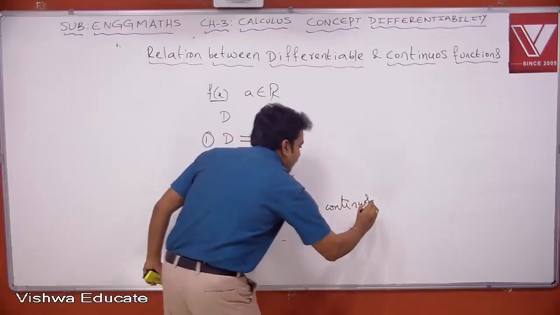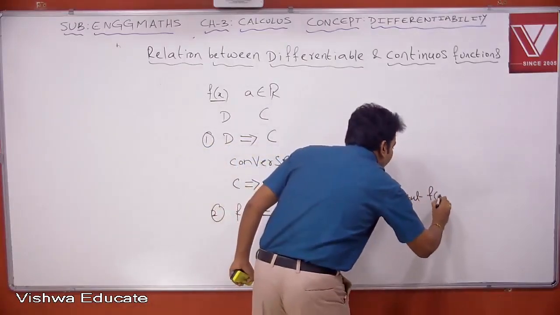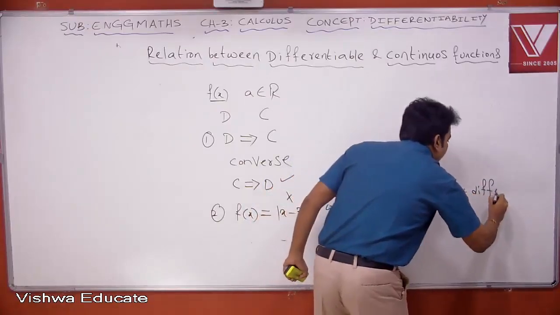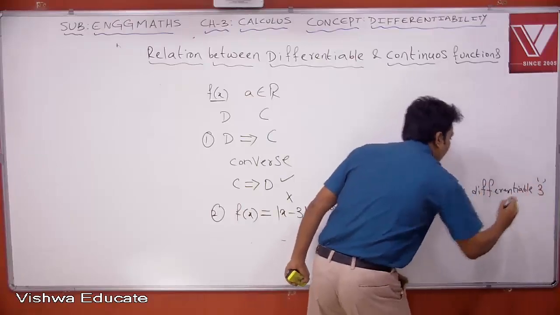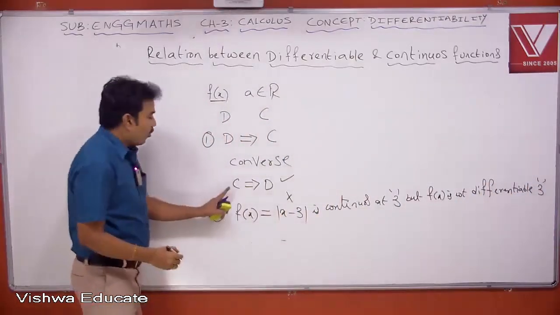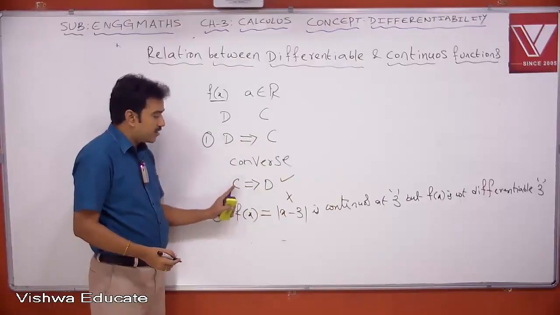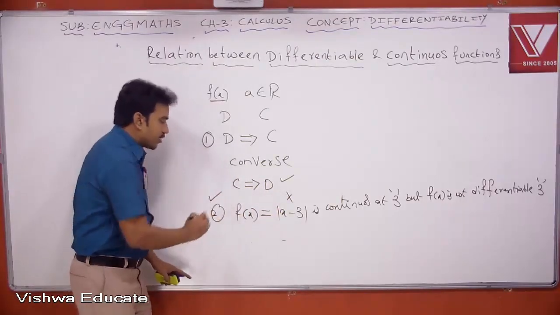This is continuous at 3. But f of x is not differentiable at 3. So this is the best counter example. So the converse of this statement need not be true. That is, all continuous functions may or may not be differentiable.